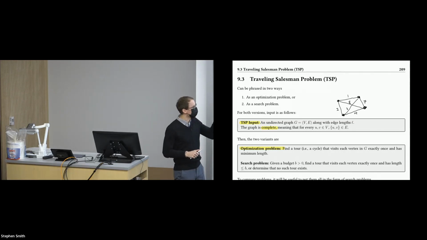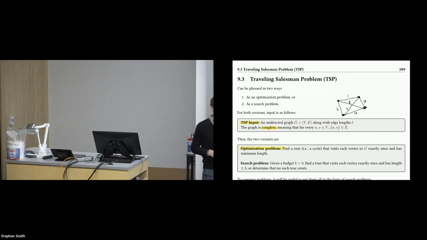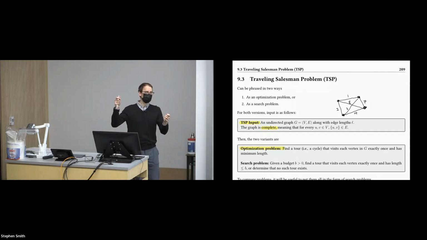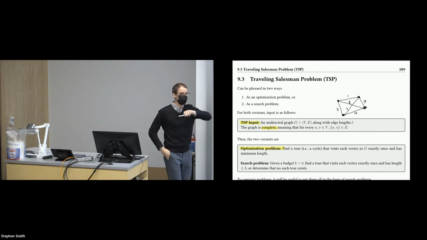No, in this version, it has to be a closed tour, start and end at the same place. But there is a variant where either the endpoint is free and you can just be a path, or where you're given the start and you're given the end vertex, and now you want to find the shortest path that visits every vertex on its way.